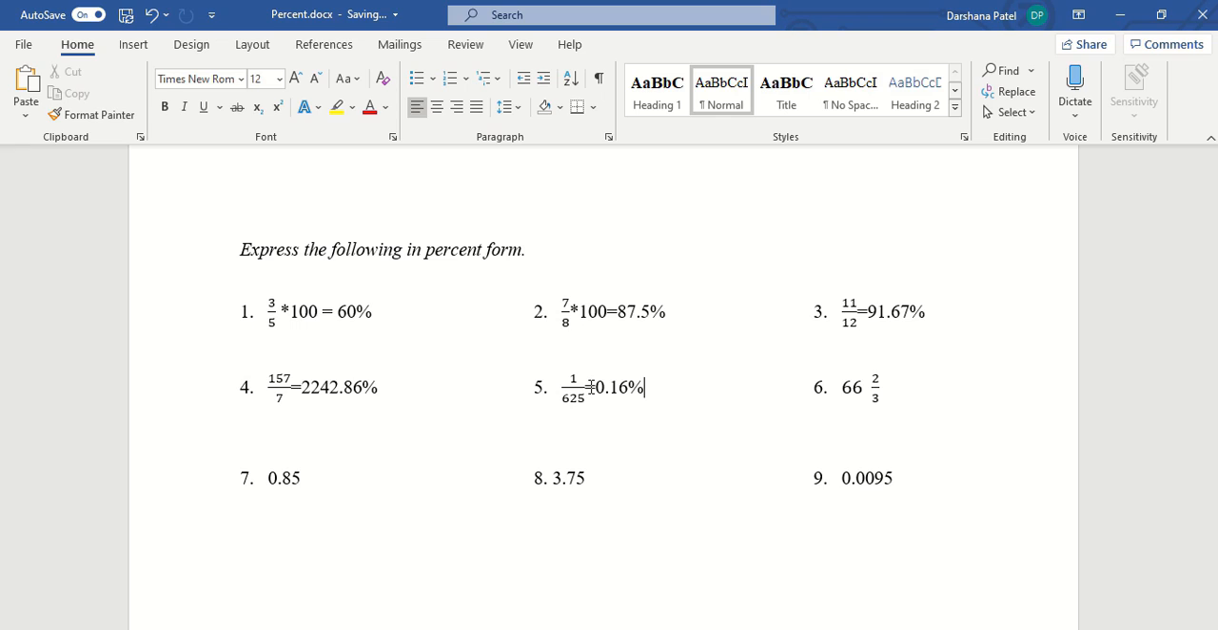66 and 2/3. If it's a mixed fraction, again, we have a few options. We can convert that into an improper fraction first and then times by 100, or we can just use it as is. It's our choice. It's a number, and converting into percent, it's already multiplying by 100. So it's again going to be a very large number. In this particular case, it's going to be 6666.67%. Not that practical a number, but again, it's just converting into percent.